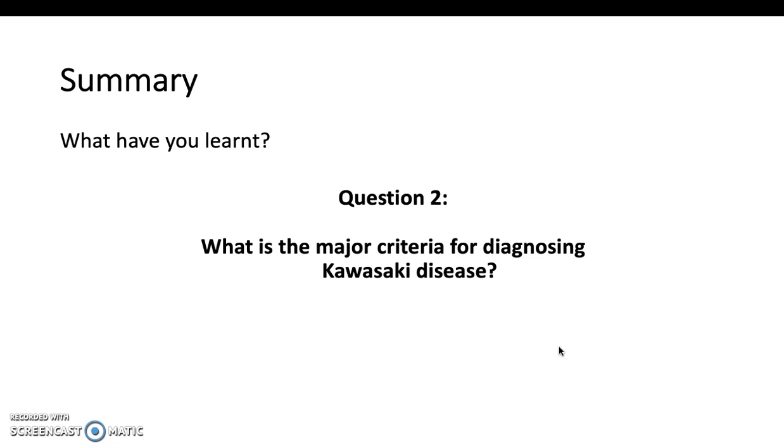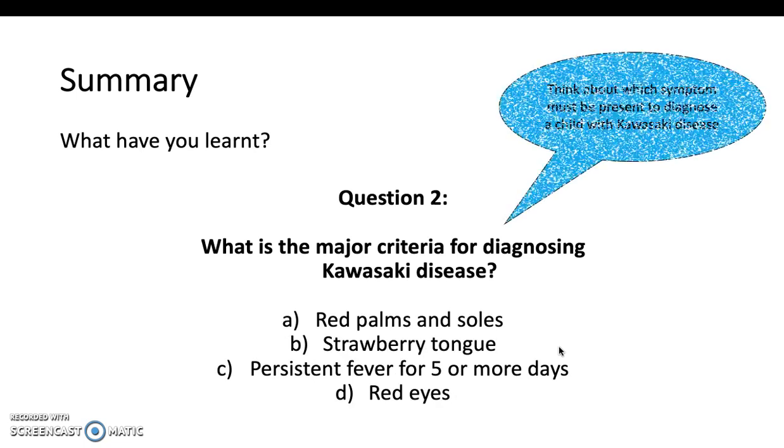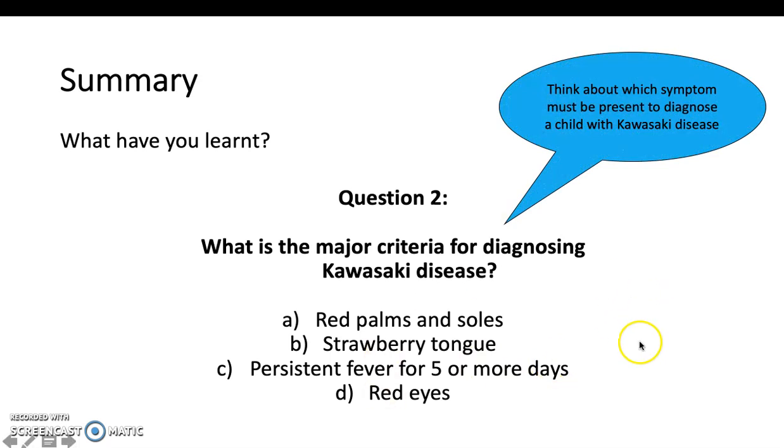Okay, what is the major criteria for diagnosing Kawasaki disease? Red palms and soles, strawberry tongue, persistent fever for 5 or more days, red eyes. So these are all symptoms of Kawasaki, but there's one that has to be present for a diagnosis, and that's persistent fever for 5 or more days.